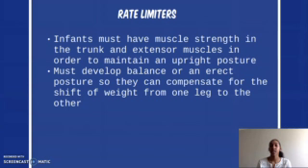Rate limiters. Infants must have muscle strength in the trunk and extensor muscles in order to maintain an upright posture. They must develop balance or an erect posture so they can compensate for the shift of weight from one leg to the other.